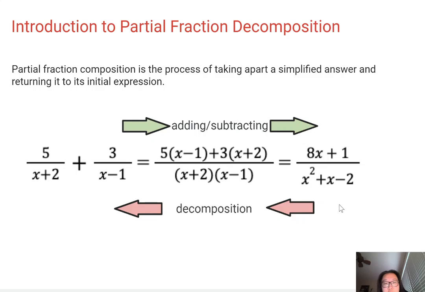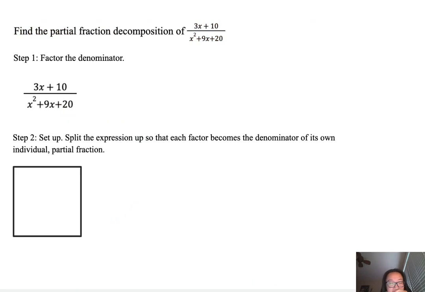But instead of following the green arrows right here, we're going to look at the final answer first and take the reverse process, separating it into the two initial fractions, or three. It does not matter, as long as we're taking apart the final answer. So, to start, let's look at an example. Find the partial fraction decomposition of 3x plus 10 over x squared plus 9x plus 20.